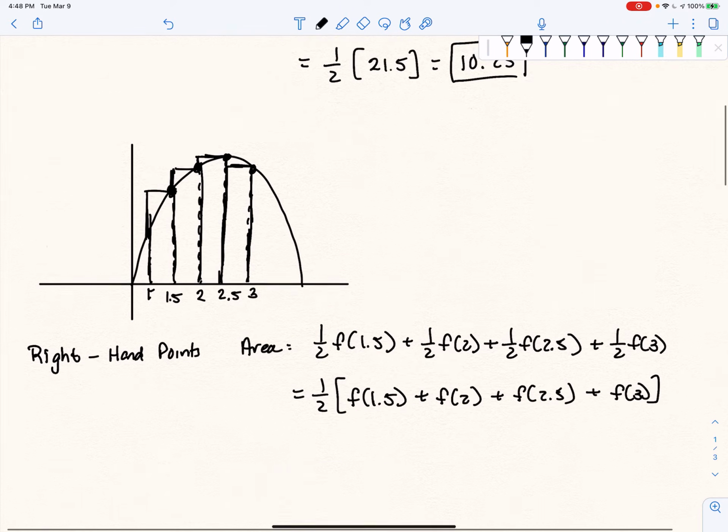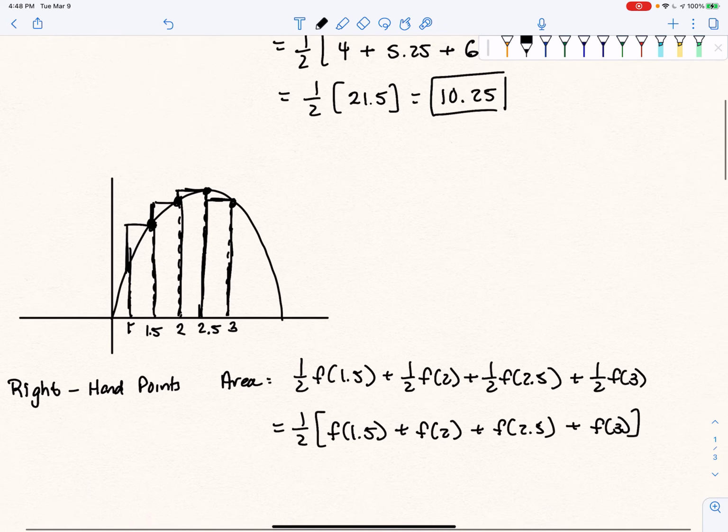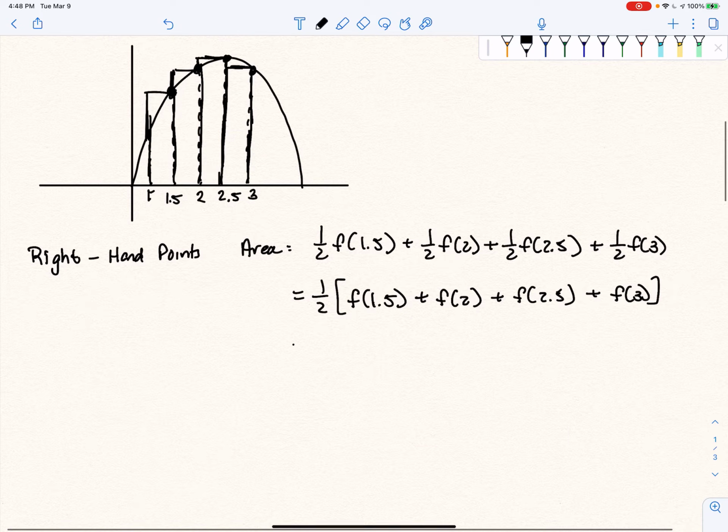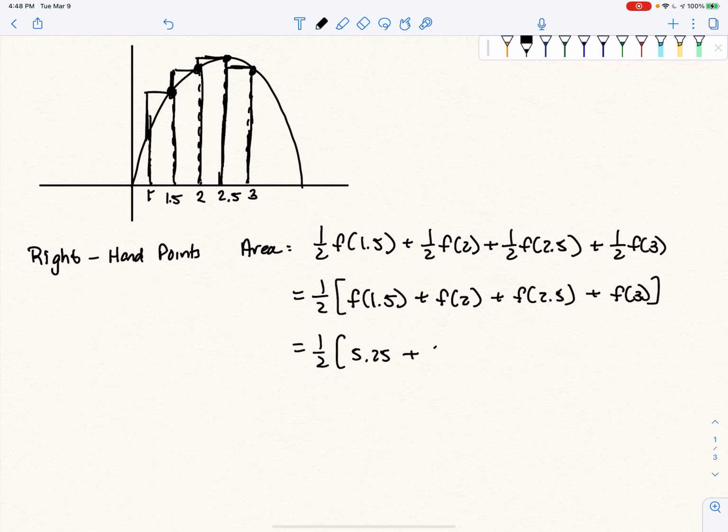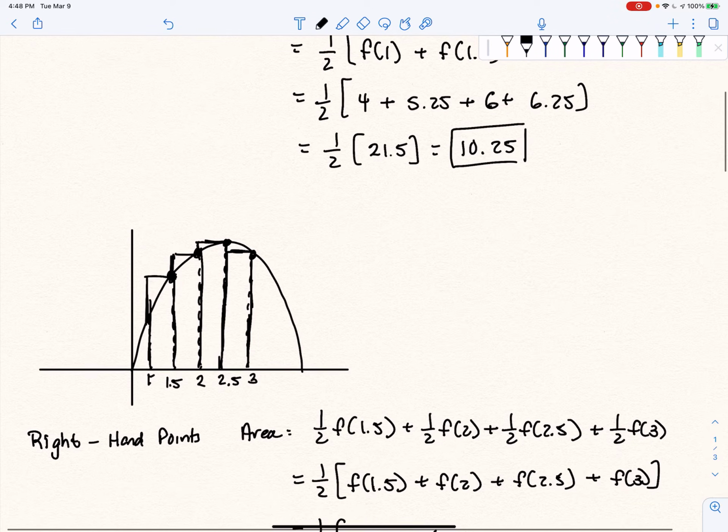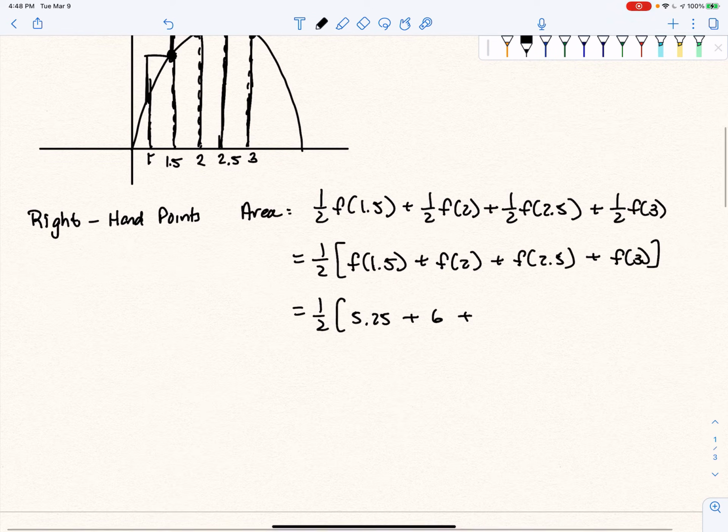And now let's see, 1.5 was, okay, so it's 5.25. This was 6. This was, I believe, 6.25. And f of 3 would be 6. I don't know why I put a comma there, but this ended up there. Boy, now we're just really having issues here.